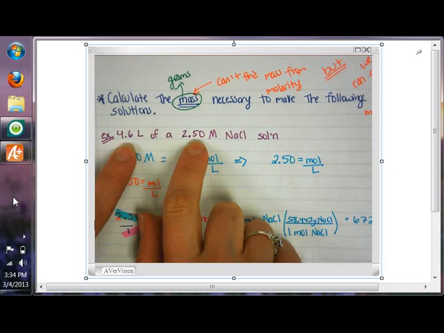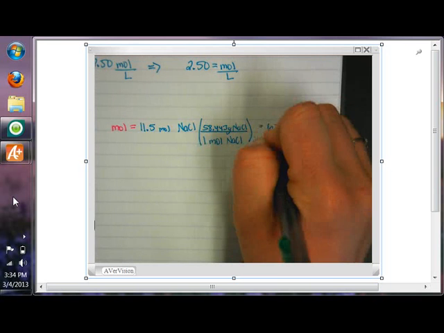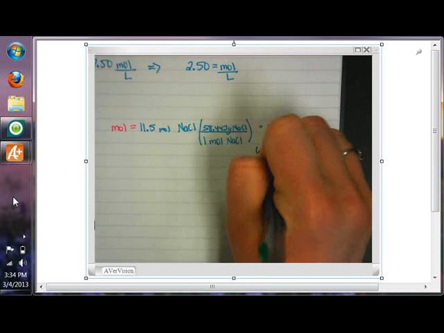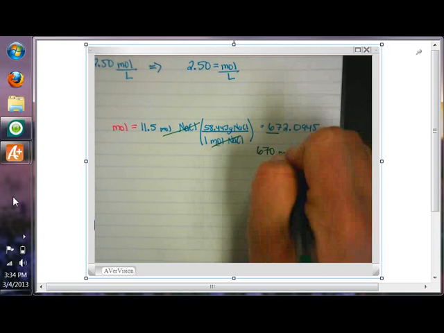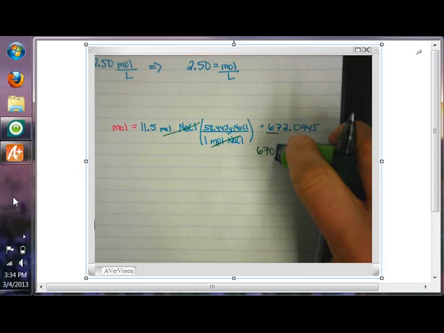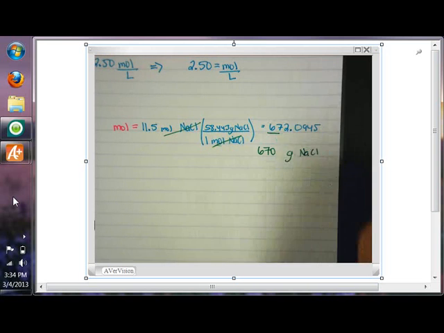There's 2 sig figs here, 3 sig figs here, so 2 sig figs based on the 4.6. So 2 sig figs, so your final answer is 670 moles. Oh, I'm sorry, not moles, grams. Moles canceled out. Grams of NaCl.